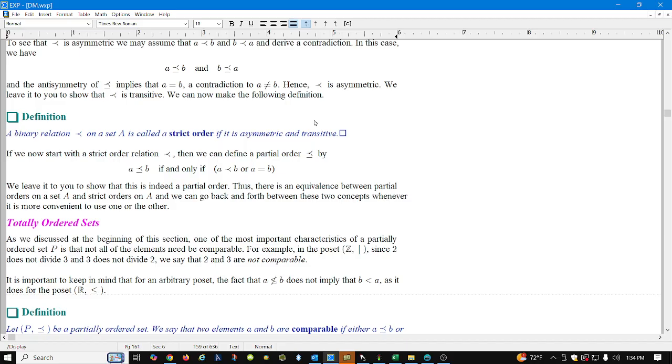There's actually an equivalence between partial orders and strict orders, because if we start with a strict order, in other words, an asymmetric and transitive relation on a set, then we can define a partial order in this way: A less than or equal to B if and only if A is less than B or A is equal to B. So it's quite easy to pass back and forth between partial orders and strict orders. Sometimes one is more useful than the other. They're just different points of view for the same concept.